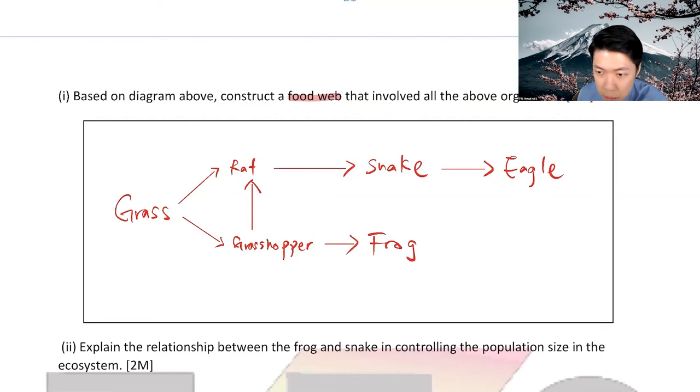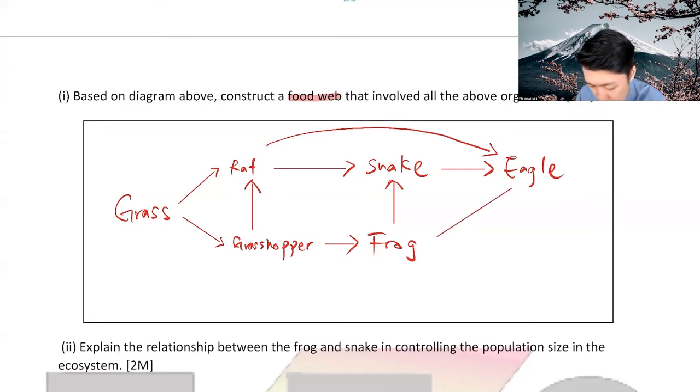I think frog can be eaten by snake as well. Right? Does eagle eat frog? I don't think so. And rat can be eaten by eagle straight away also. Eagle also eats frog? Really? Eagle eats frog, what do you think? Can eat frog? Oh, okay, can, okay. Ian Lee says no. Frog eaten by eagle, yes or no, what do you think?